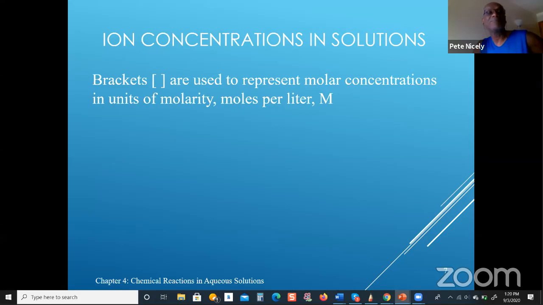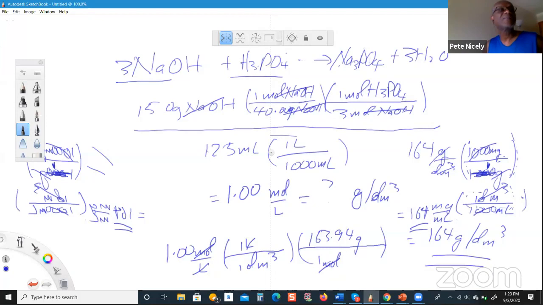Okay, some other things I need to introduce to you here. The use of square brackets like this. They're used to represent the molar concentrations in units of molarity, right? So if you see something, let me get out of this briefly. Let me clean this up.